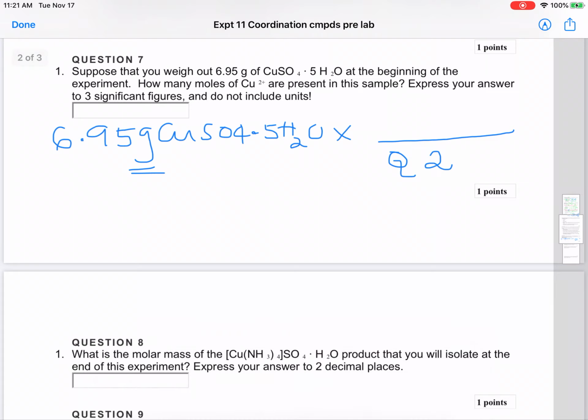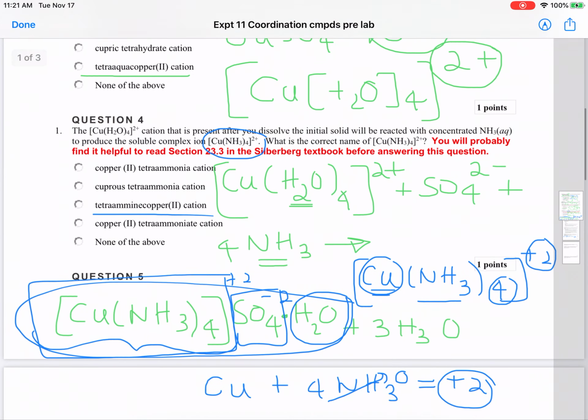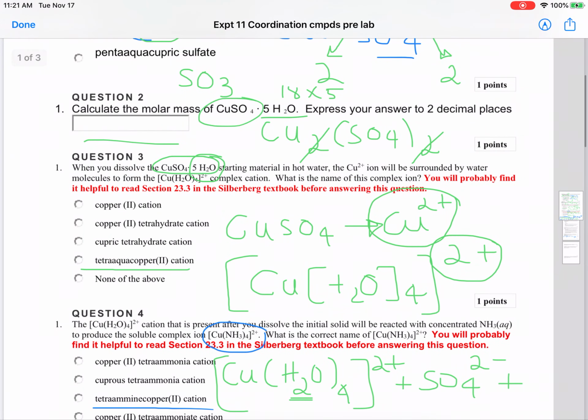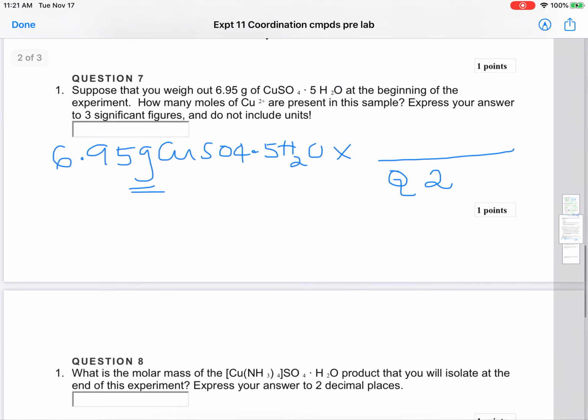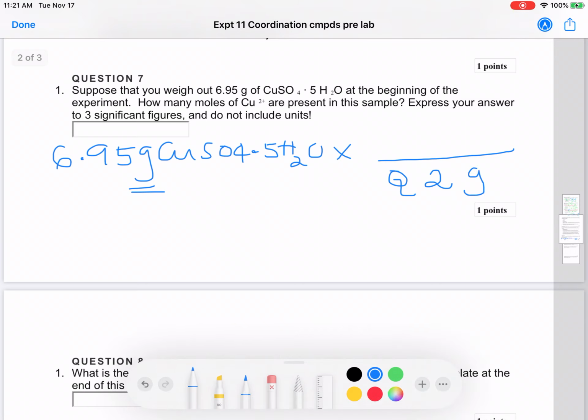I think that's when we found out. Is it question number 2? Calculate the molar mass of copper sulfate. Yes. And you write it down here. Answer for question number 2 in grams. And that is, if you take 1 mole of copper sulfate pentahydrate, that's going to be the mass. So that will give you the number of moles of copper sulfate pentahydrate.